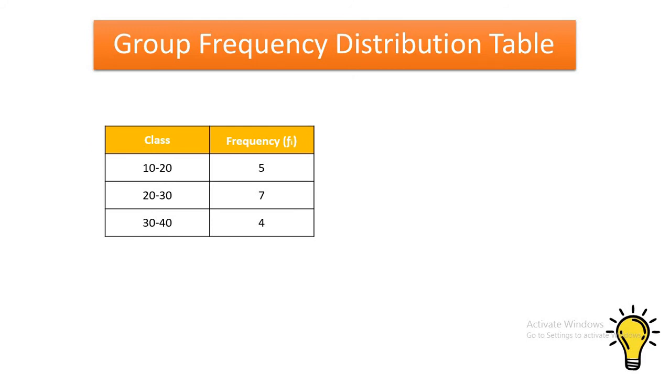Now as you can see over here, the age group which is given is known as the class, and the number of observations which you have got is known as the frequency.